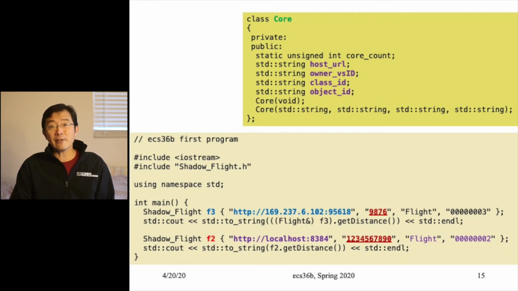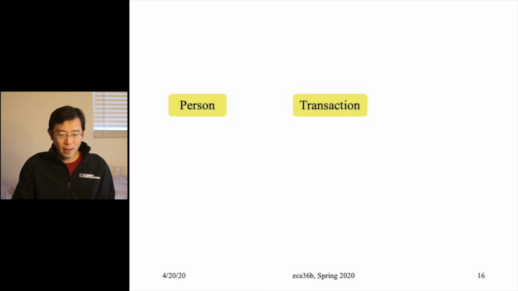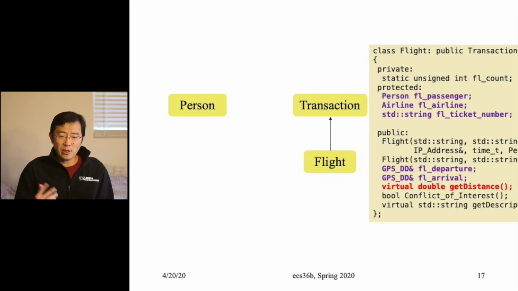Okay, now let's see how to do this implementation. This is from your homework assignment number 2. You have two classes; I'm just simplifying the problem a little bit. One is the person class, and one is the transaction class. Now I'm going to introduce a new class called flight. This is a real class; we haven't talked about shadow flight yet, we're talking about the flight.